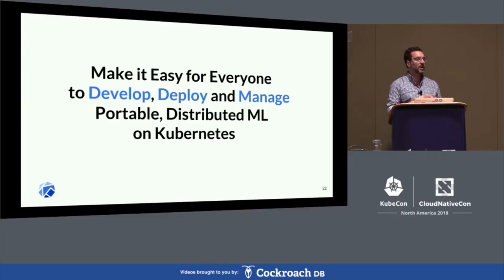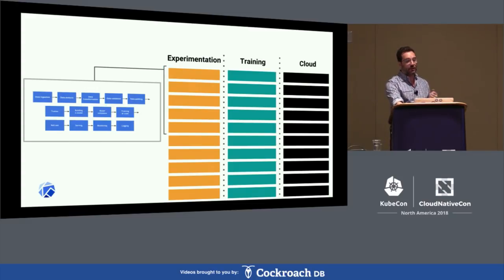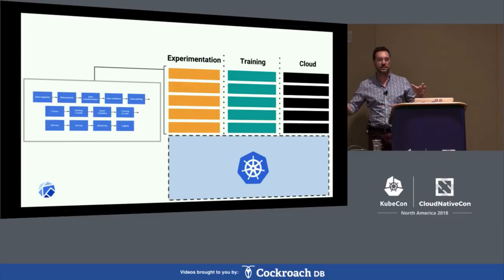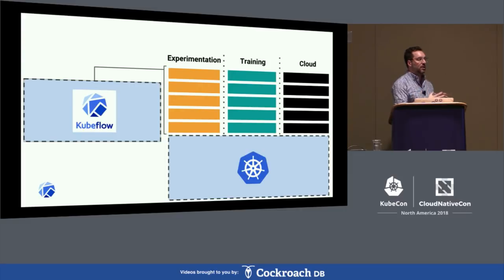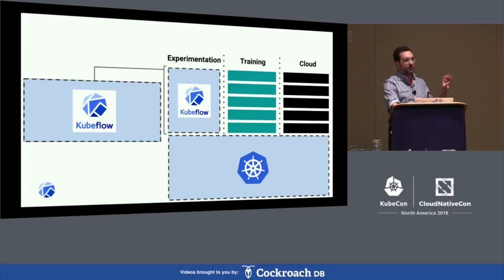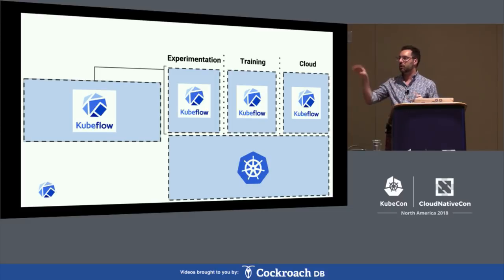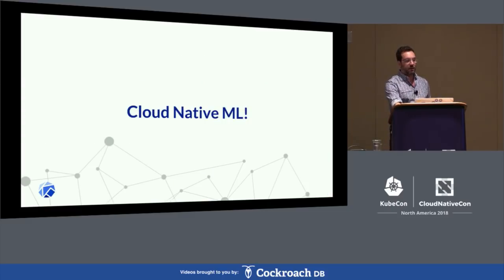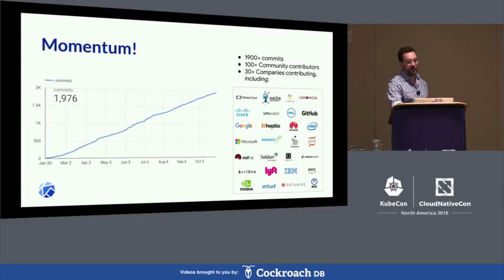And the reality is we wanted to make it easy for everyone to develop, deploy, and manage portable, distributed ML on Kubernetes. And so what that looks like is we make an assumption. And this assumption really changed the game. Instead of thinking about anything under the hood, we say, you know what, this is Kubernetes' game. We're going to hand off. We're going to use the Kubernetes native constructs, Kubernetes native extensibility, and we're going to make Kubeflow an entire package on top of that. And because of that, you're able to take that Kubeflow deployment and roll it out into all of these different areas. So that's what we say when we say cloud native ML.